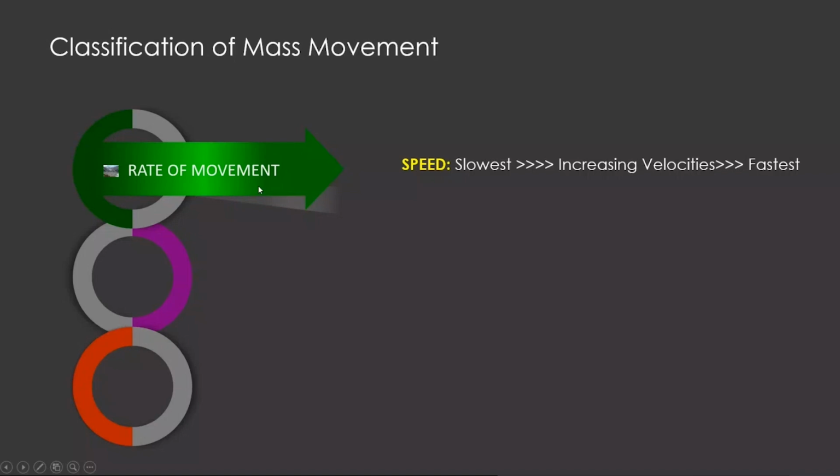First one is based on the rate of movement. It is either slowest, then increasing velocity, then the fastest. Some mass movements are very slow, moving 1 centimeter in a year, or 1 or 2 millimeters in a year. That usually happens on some kinds of slopes. We may not be able to visibly see the movement of material on the surface. But after a period of time, even at 2 centimeters per year, once 10 years pass, it becomes a 20 centimeter movement.